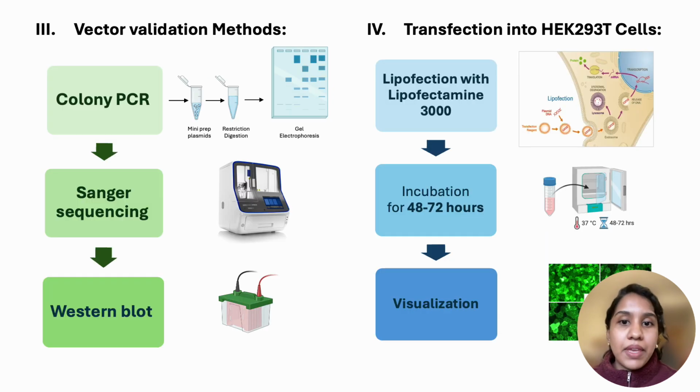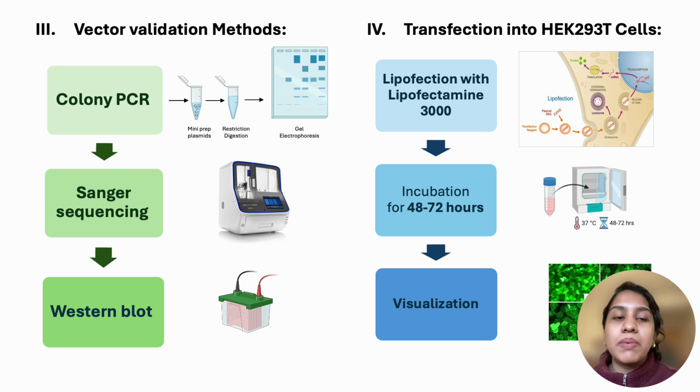So the next step is the vector validation method. So we're going to do colony PCR. In this, we're going to mini prep the plasmids. We're going to select at least 5 colonies from the plate, and then we're going to do restriction digestion with the previous restriction enzymes, and then we're going to do gel electrophoresis.